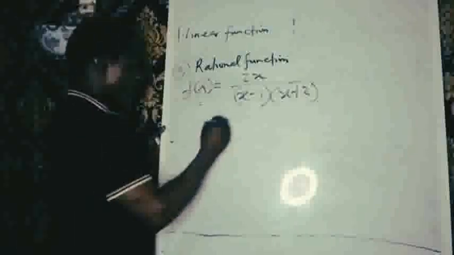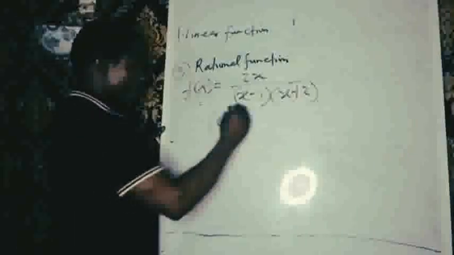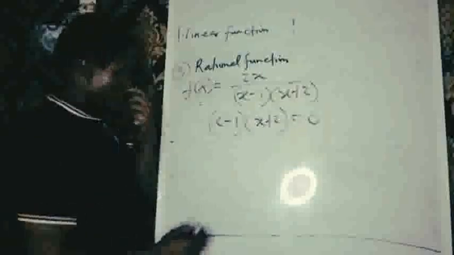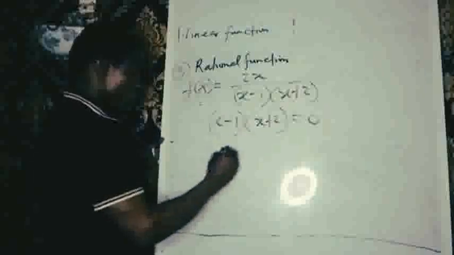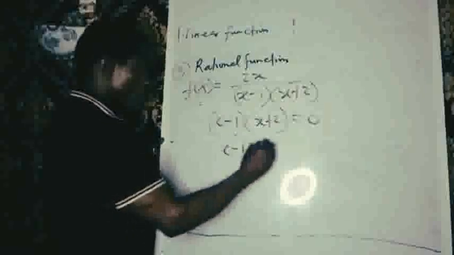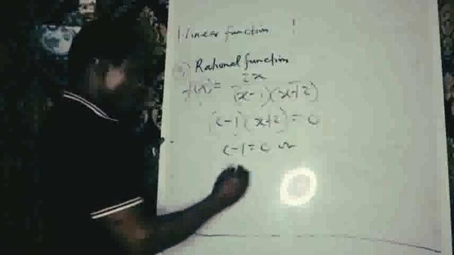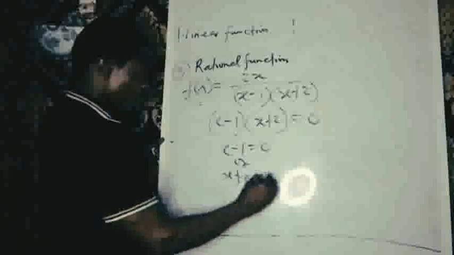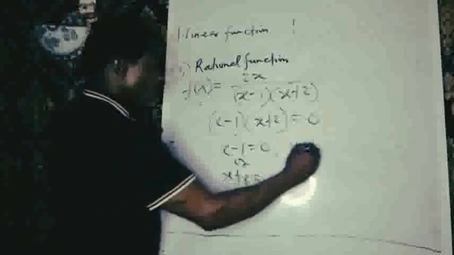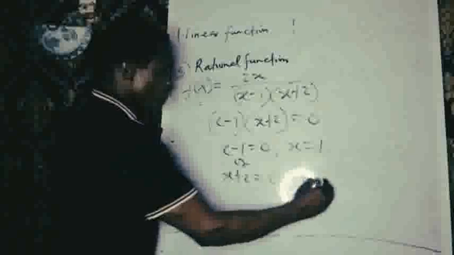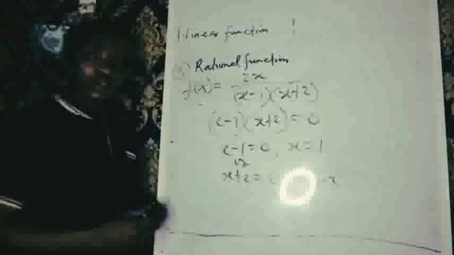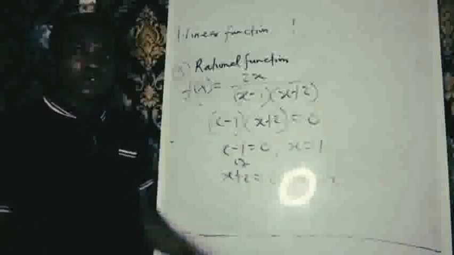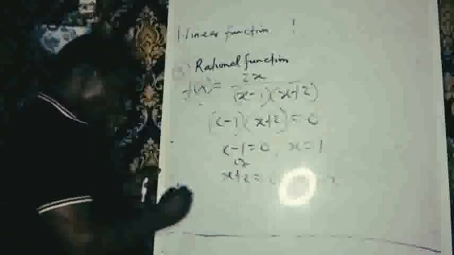So I'm going to set (x minus 1)(x plus 2) equal to 0, and once I've done that, I'll solve for the value of x. So x minus 1 equals 0, or x plus 2 equals 0. Solving, you're going to get 1, and while solving the other, you're going to get minus 2. So the domain of this function is all real numbers except 1 and minus 2.